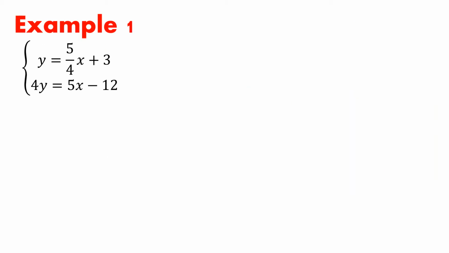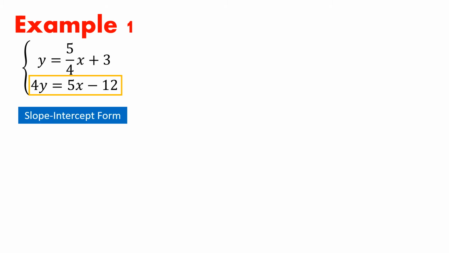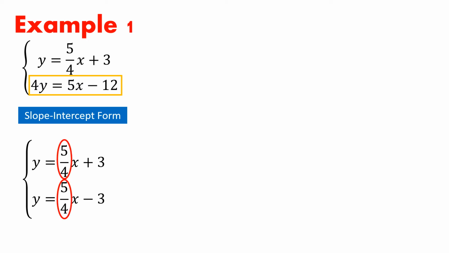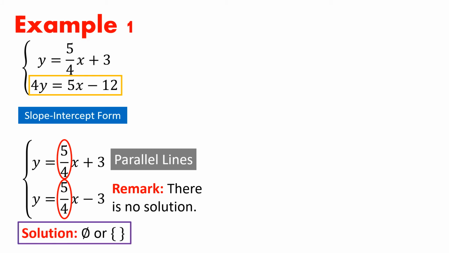Let us take a look at example 1. We have two linear equations, one of which is already in slope-intercept form. We rewrite the second linear equation in slope-intercept form. We divide both sides of the equation by 4 and end up with y equals 5/4 x minus 3. Notice that the two linear equations have the same slope. This means they are parallel. We know that parallel lines would never intersect. Therefore, this system of linear equations will have no solution.